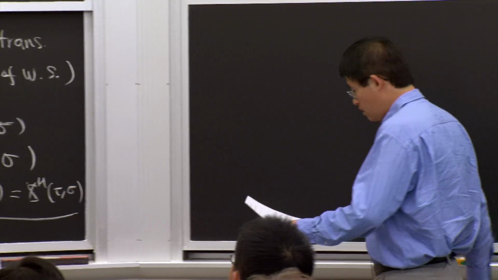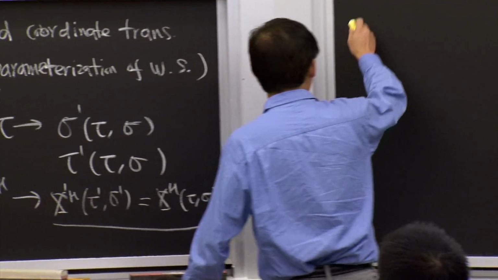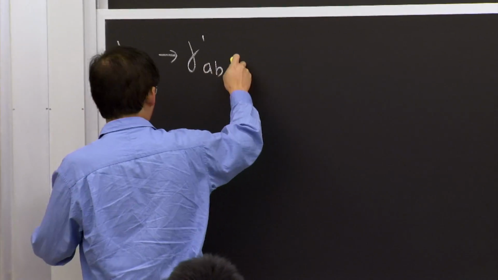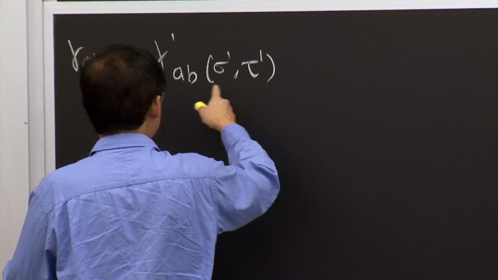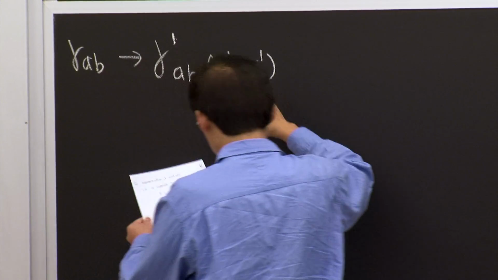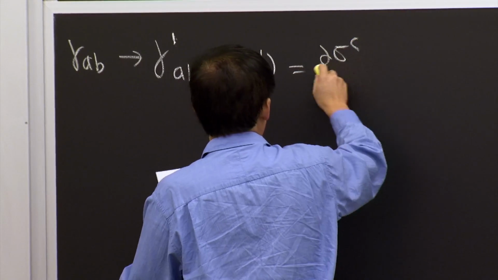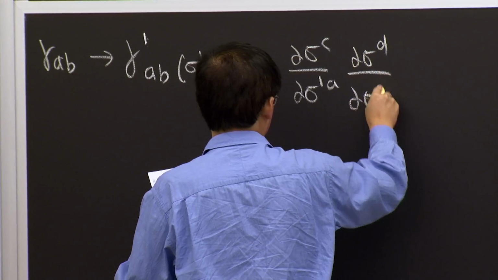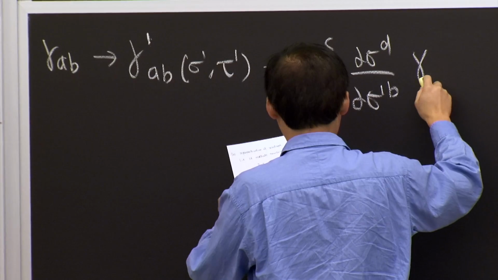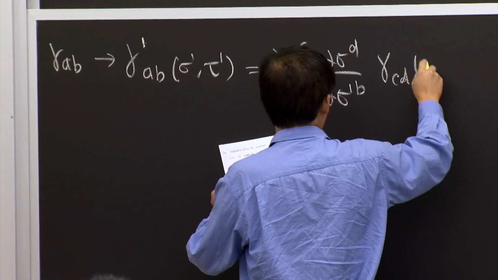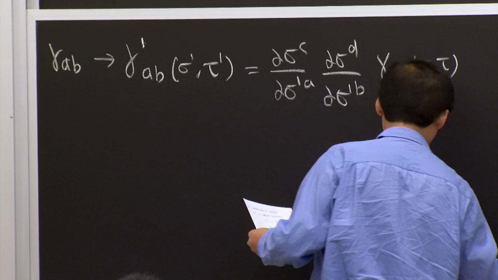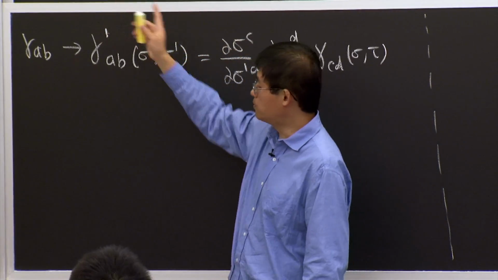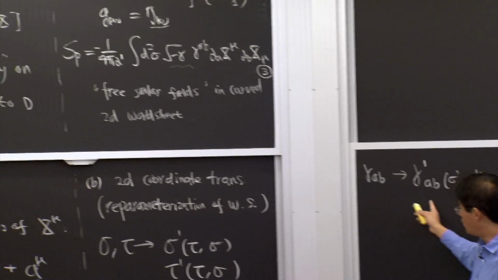Of course, under this coordinate transformation, gamma AB should transform as a tensor, as is standard in GR. Gamma prime evaluated at the new point should be related to gamma as a tensor. Okay, so you can check yourself. This is essentially by construction, but you can check yourself that the action is indeed invariant under those transformations.